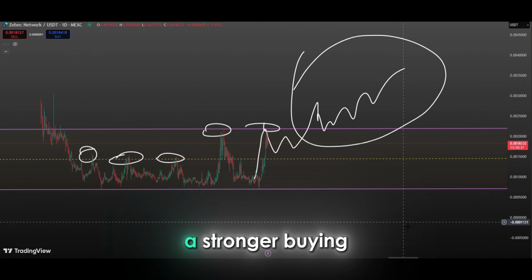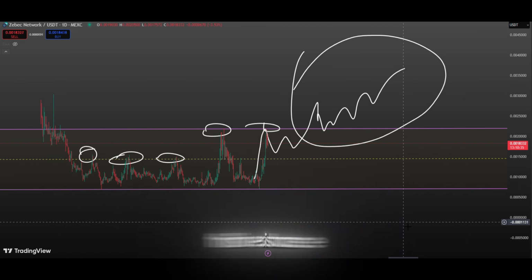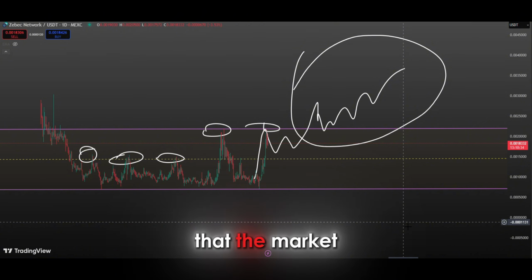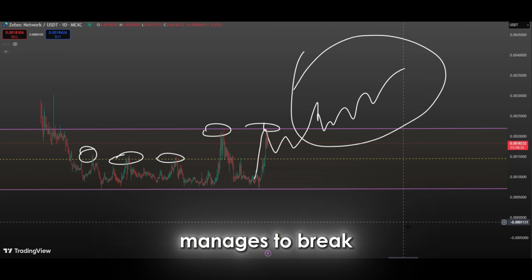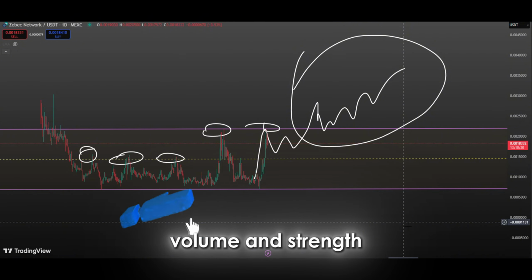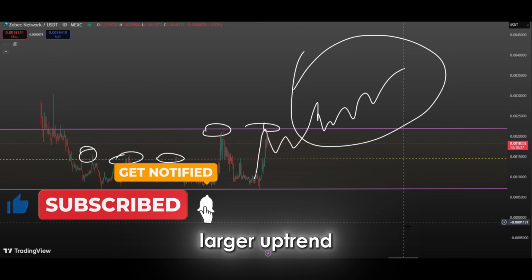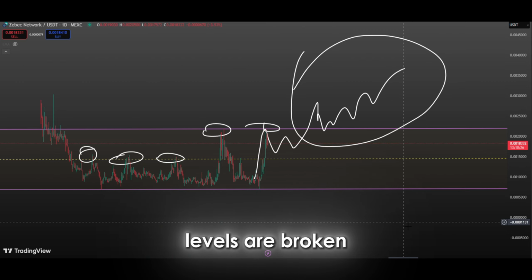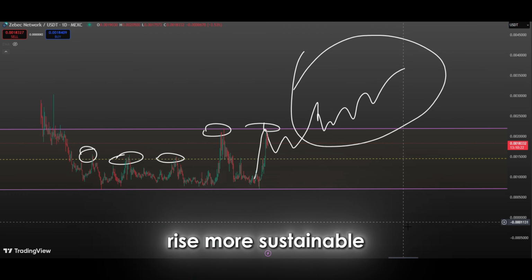However, this time a stronger buying wave has been observed compared to previous attempts, and the price is persistently trying to break this resistance. This indicates that the market is willing to move upwards and the buy side is becoming dominant. If the price manages to break the upper band of this horizontal channel, that is the resistance line, with volume and strength, this breakout could signal not only a short-term bounce, but also the beginning of a larger uptrend. This is because when such resistance levels are broken, traders who have sold or held off in the past will re-enter the market to take a buy position when they see the breakout. This increases the momentum of the price and makes the rise more sustainable.